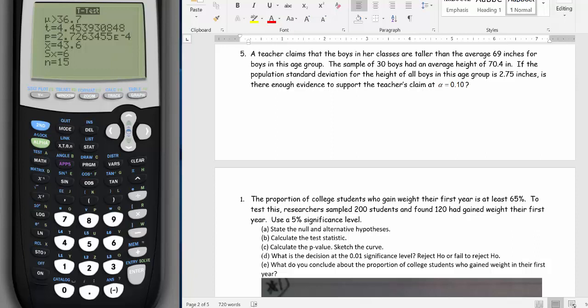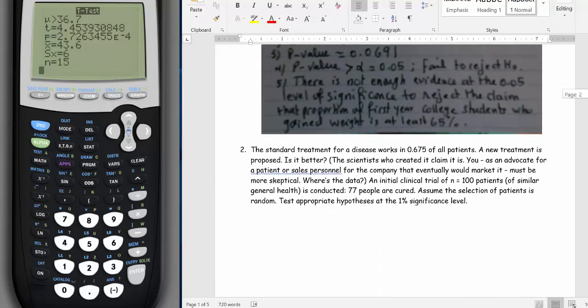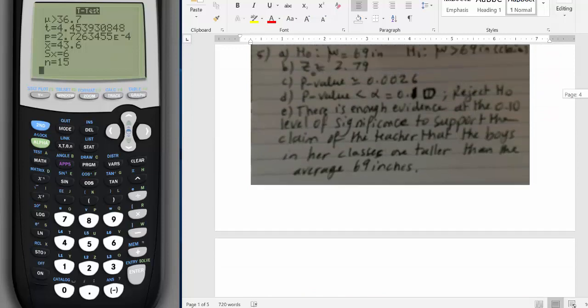So again, guys, this problem is different. He gives you the population standard deviation. When he gives you the population standard deviation and you're doing a test for the mean, you must use a z-test, not a t-test. Okay, let's scroll down and see how to start listing the conditions of the problem.